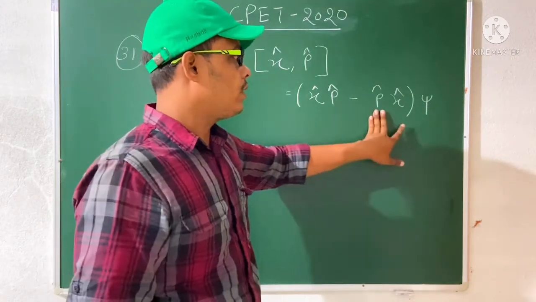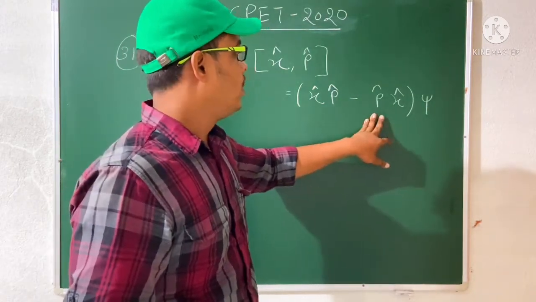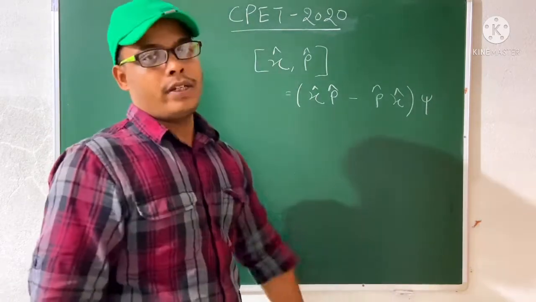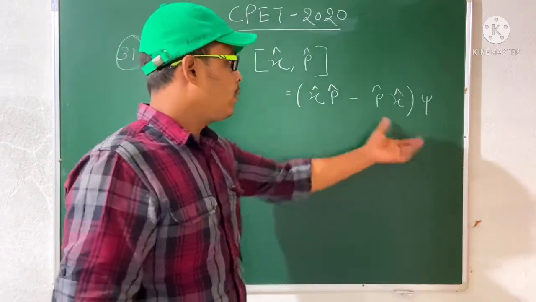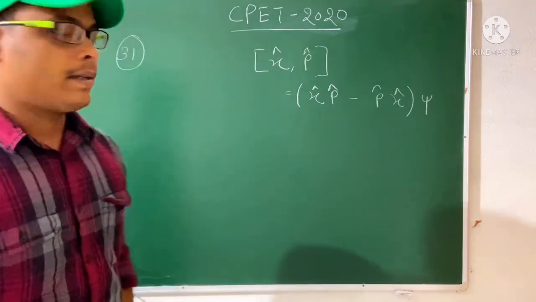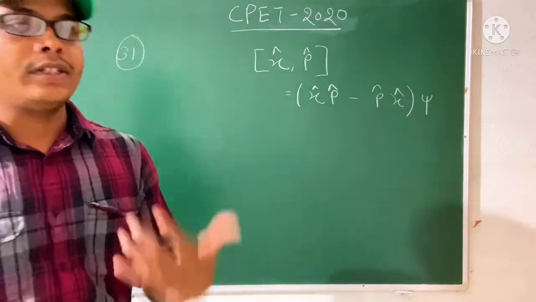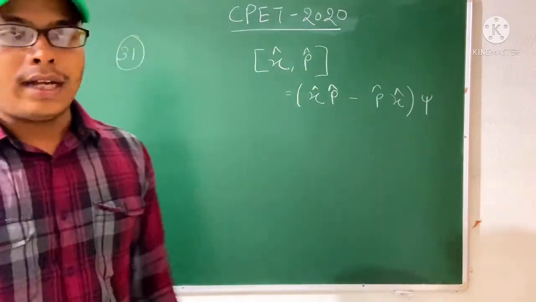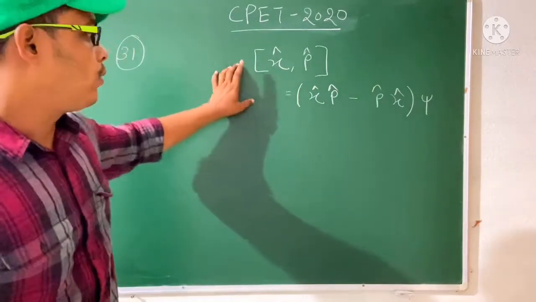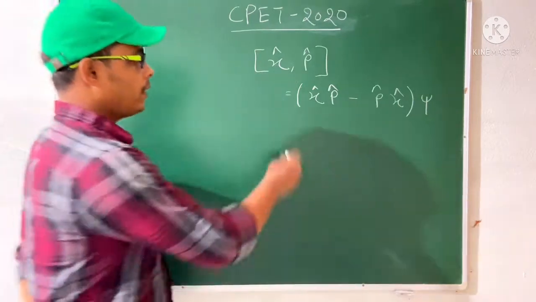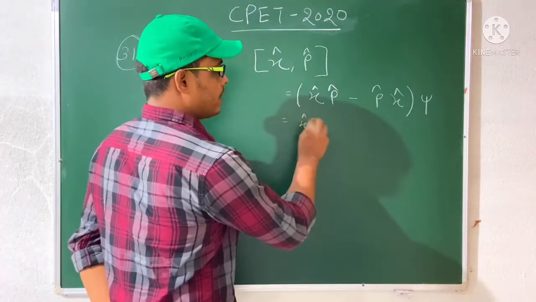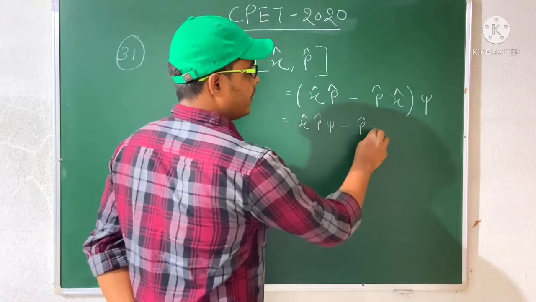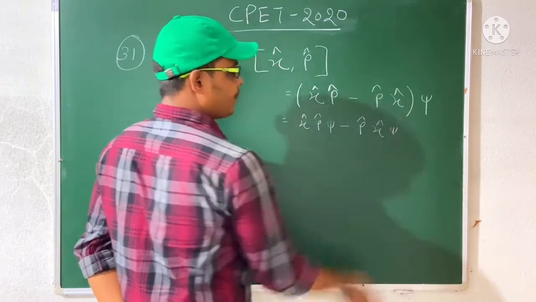This means these are the position and momentum operators, but we need a function, a wave function or any function that will operate on it. That means we need an eigenfunction to find out an eigenvalue using this operator. I think you know this about this operator. So that will give you x cap p cap psi minus p cap x cap psi, right?